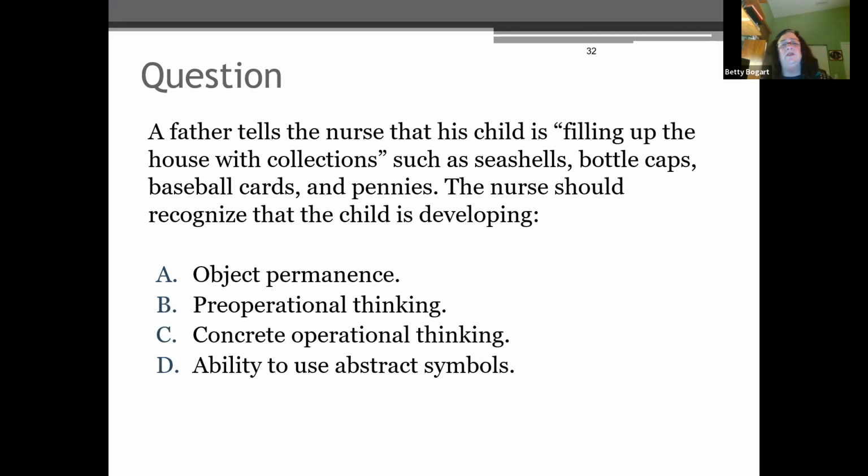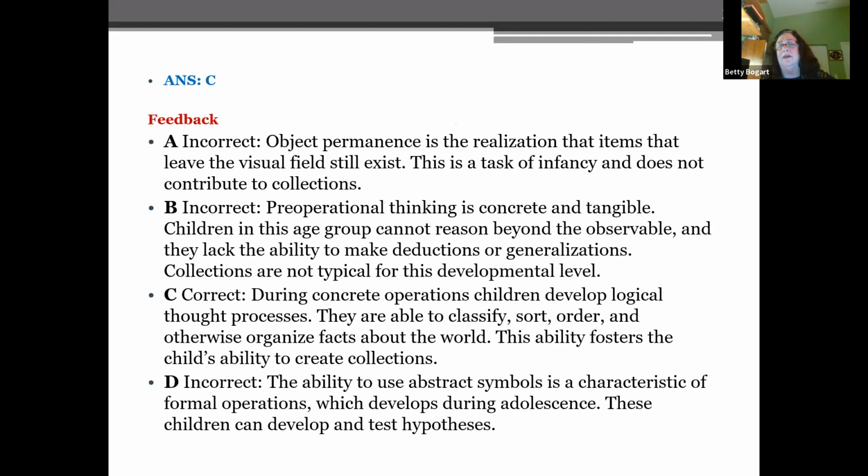So a father tells a nurse that his child is filling up the household with collections: seashells, bottle caps, baseball cards, and pennies. The nurse should recognize that the child is developing... Well, let's look at the answers here, okay? So it's concrete operations. That's where they're starting to be able to put things in classifications. Instead of just cars, it's cars and trucks.